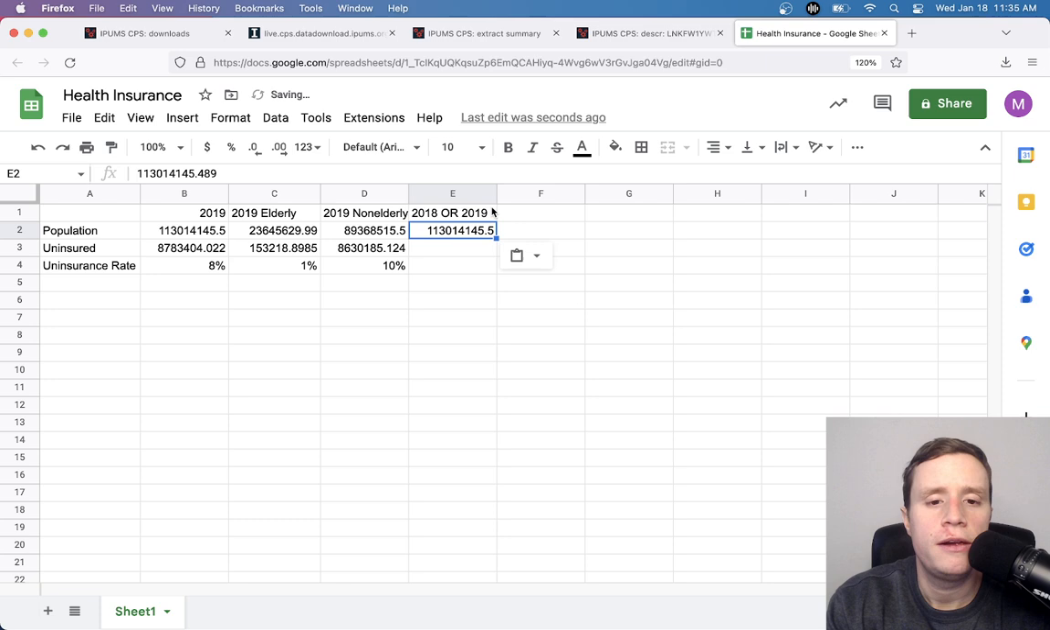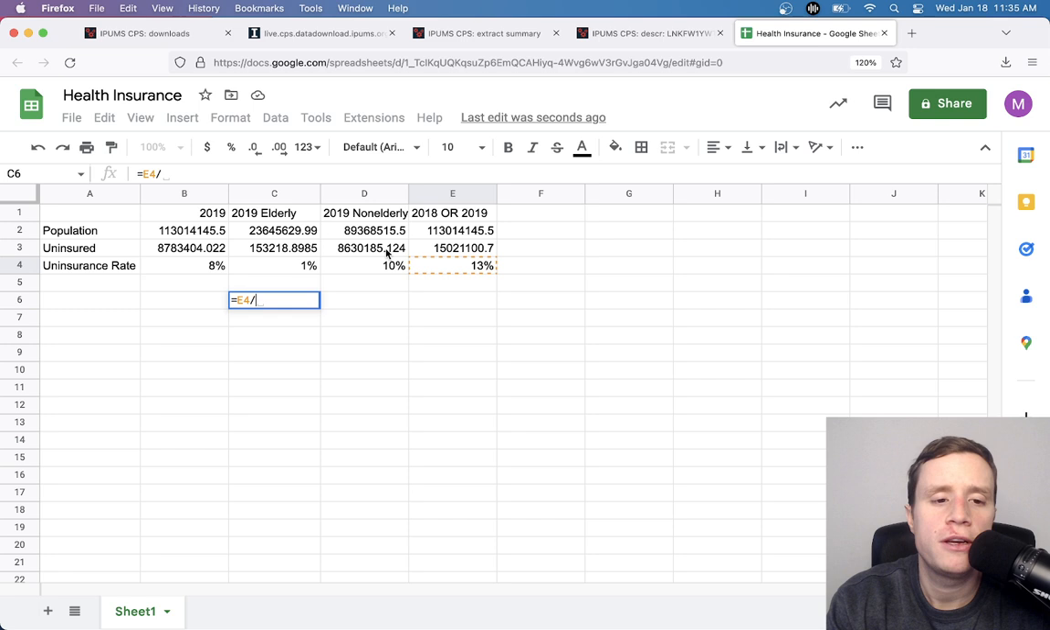And now we get this number. Now we're up to 13% uninsured. So we go, if you just do the point in time, it says 8% are uninsured. But if we do 2018 or 2019, it goes to 13% uninsured. So what's the difference in percentage terms? It's 71% higher, you know.